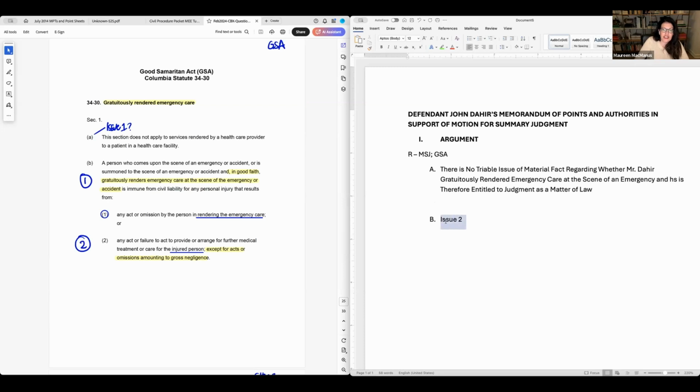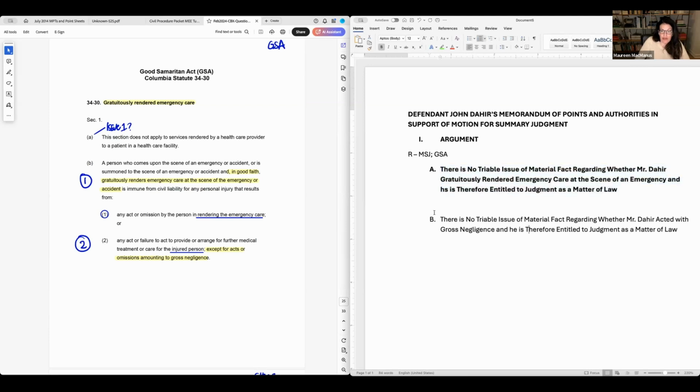And then the second issue is there is no triable issue of material fact regarding whether Mr. DeHere acted with gross negligence, and he is therefore entitled to judgment as a matter of law. So these are my two issues that I have.